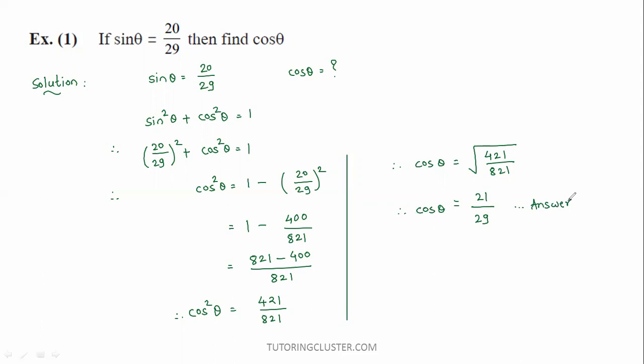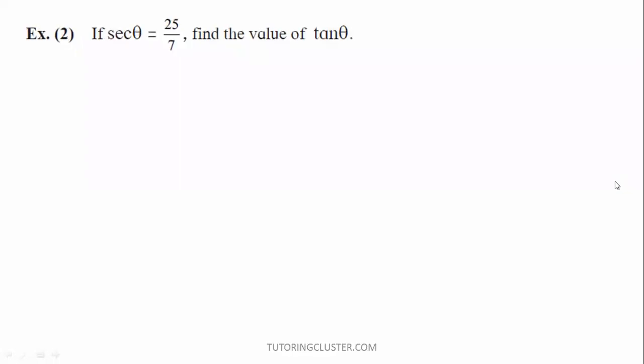Okay, so hope this question is clear. Let us see the second question. If sec theta is equal to 25 by 7, find the value of tan theta. So it is same as the previous one. Simply we have to use a trigonometric identity.